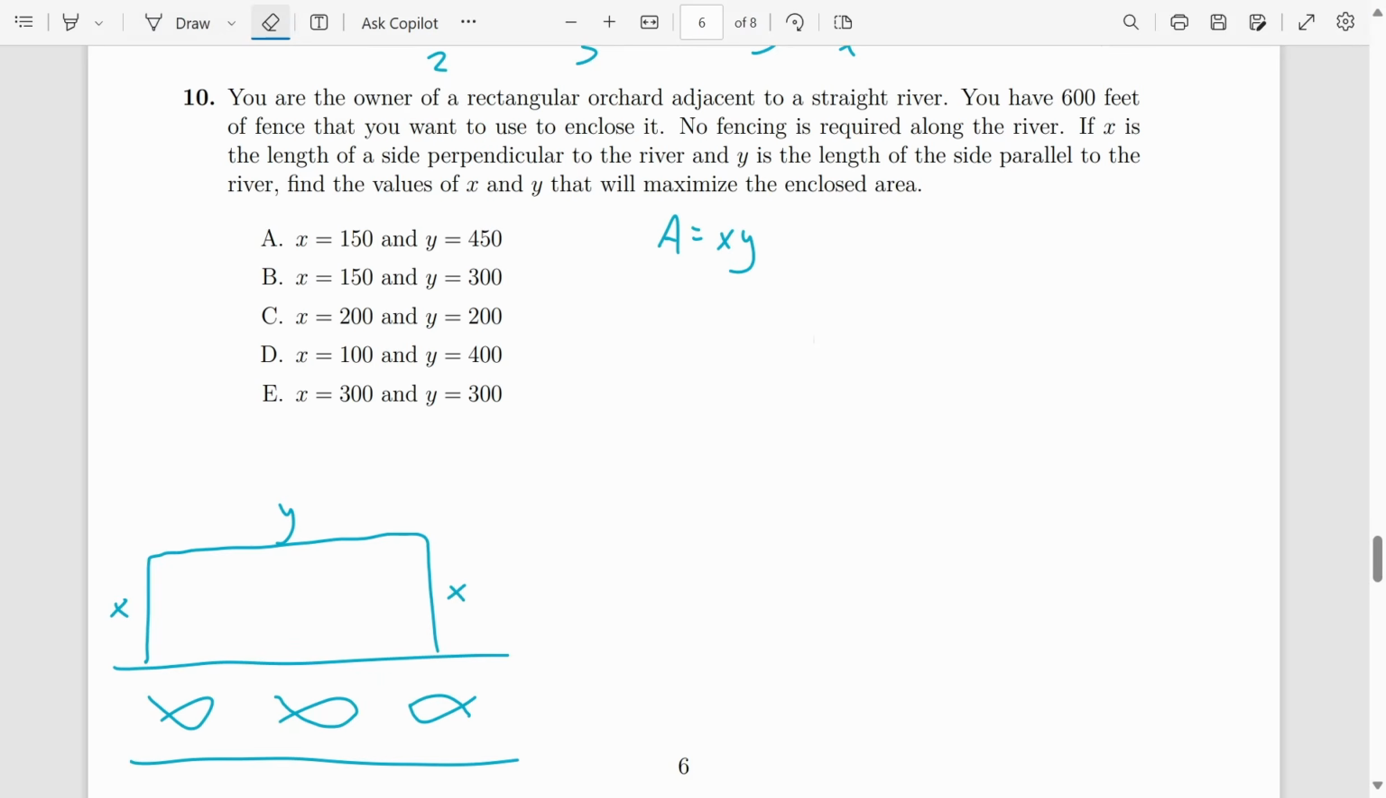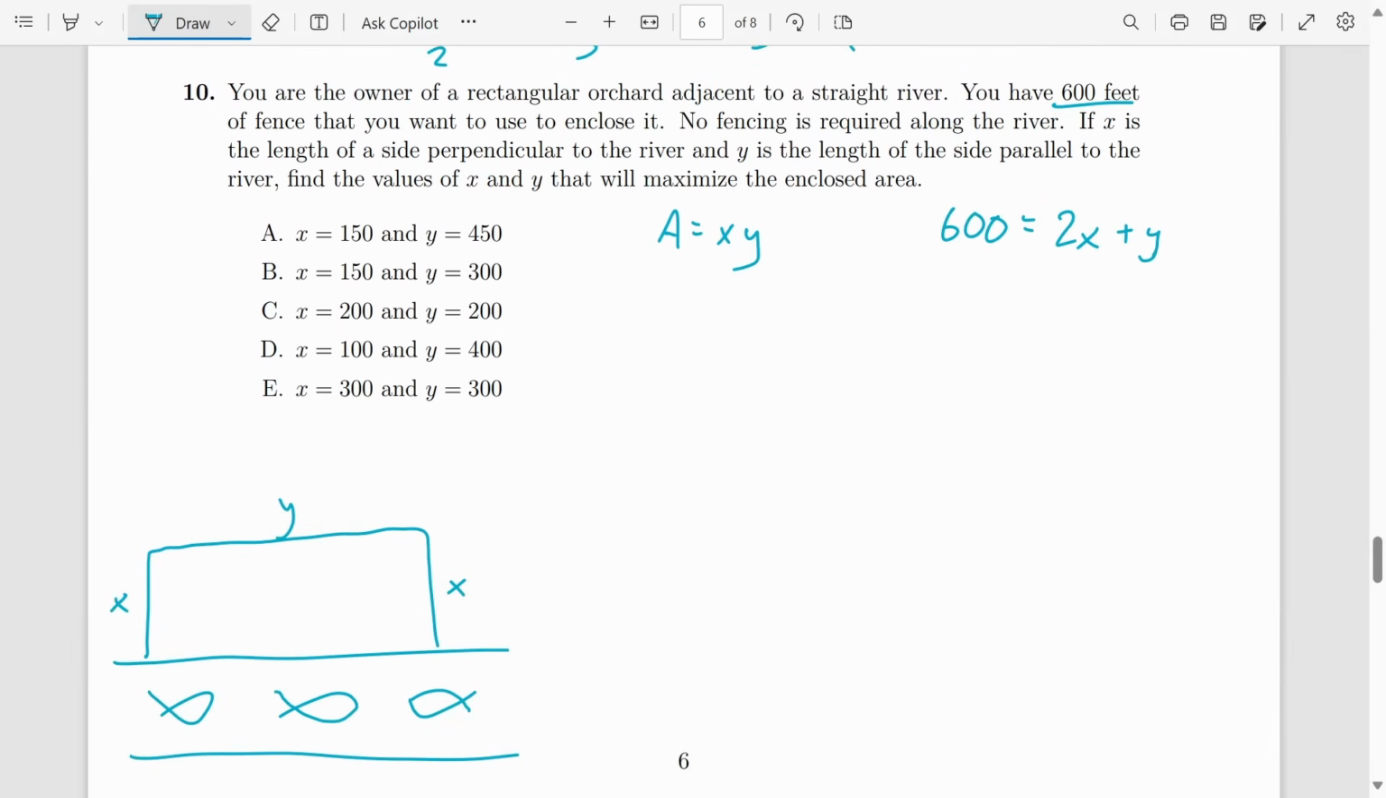So we need to put the right side in terms of one of the variables. We could make everything in terms of x and turn this y into something else. To do that, we can use some of the information given in the problem. It said that we have 600 feet of fence to work with. We've got two x's and one y, so 2x plus y must equal 600 feet. Now to put this in terms of y, we just subtract 2x from both sides. So we've got 600 minus 2x equals y.